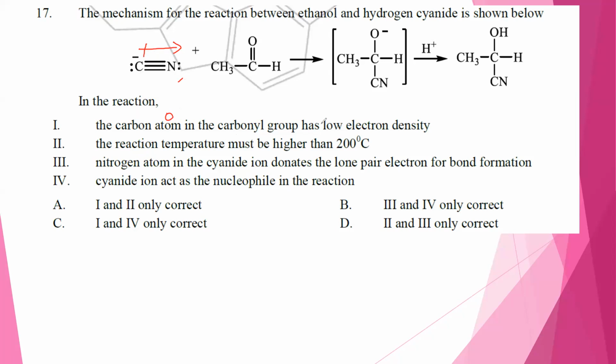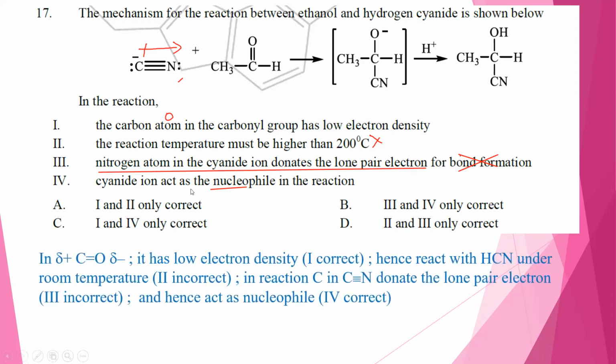Okay, the reaction temperature must be higher than 200 degrees Celsius. Actually, no need. It can even occur at room temperature. And then the nitrogen atom in the cyanide does have a lone pair of electrons for bond formation. In this statement, be careful. You have to read the statement completely. Nitrogen does have the lone pair of electrons, but it is not for bond formation. Okay, so cyanide ion acts as a nucleophile in the reaction, which is true. Okay, so which one is correct? So number three is already wrong, so the answer could be one correct and four correct. So the answer will be C. Okay, so that is for question number 17.